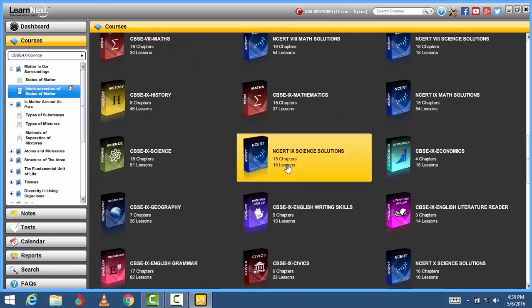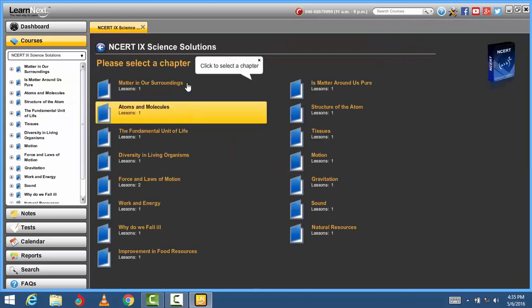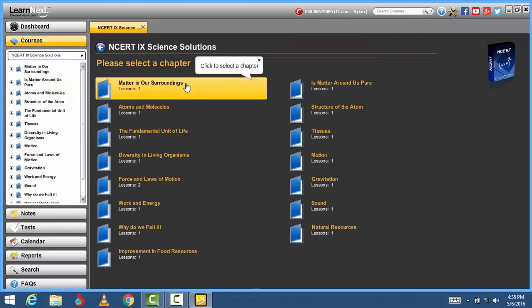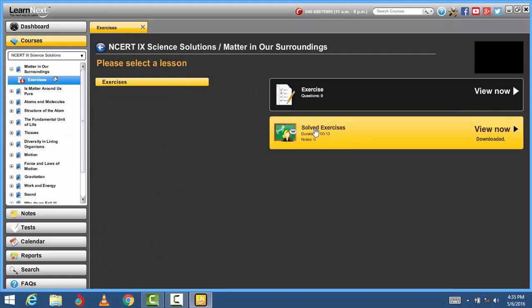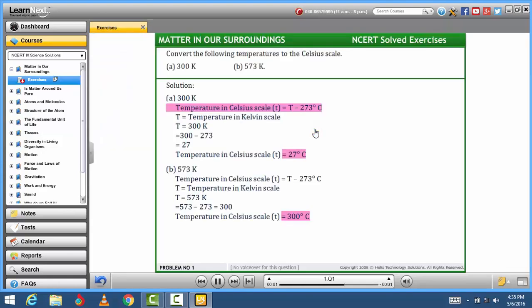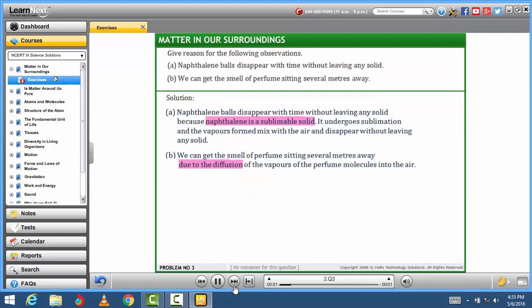Clicking here, these are the chapters. We were going through this chapter. Behind the chapter in your book, there is an exercise. This is the first question with the solution. Question number 2, 3, 4.